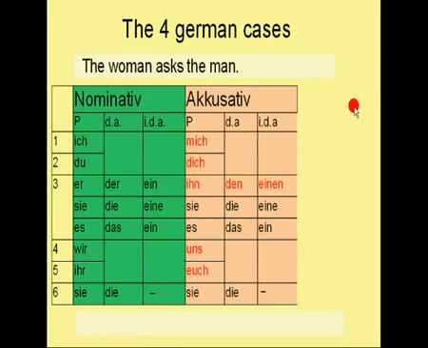Let's try another one. The woman asks the man. Which one of these words is the subject of the sentence and which one is the direct object of the sentence? The subject in the sentence is the woman, and the is the definite article in English, and therefore you have to choose a definite article in German. And you have three to choose from, and because woman is feminine, you choose the definite article for feminine nouns. So you say, in German, you start a sentence with Die Frau fragt. And fragt is the conjugated verb for to ask.